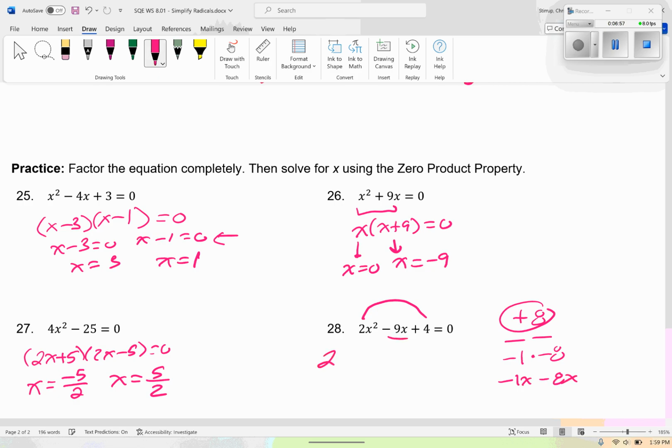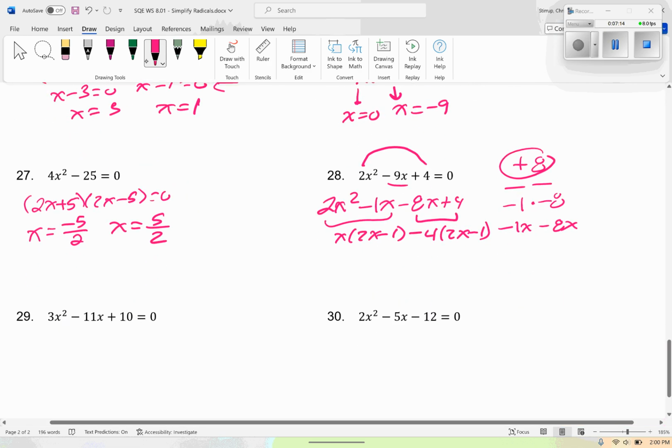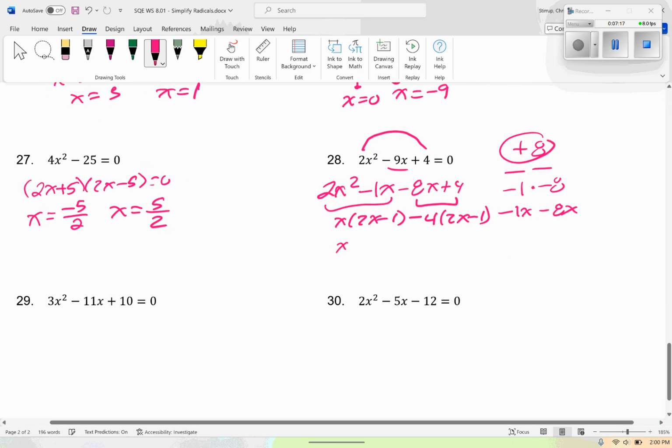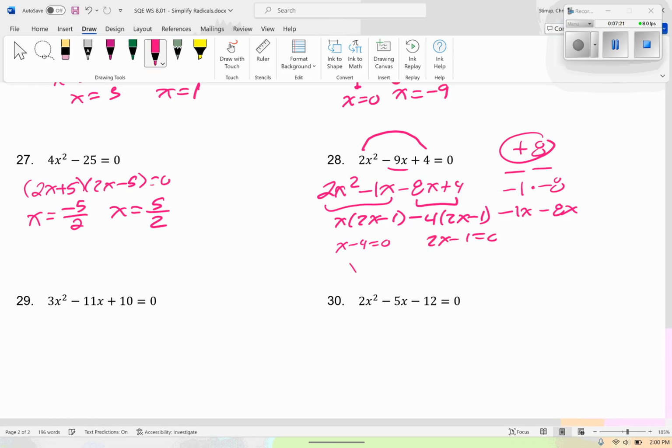Okay, so you're going to plug this in to there. So I get 2x squared -1x -8x plus 4. Factor an x out of those, so I get 2x -1. Negative sign comes down. Factor a 4 out. Change the sign. So I'm going to get x -4 equals 0 and 2x -1 equals 0. So x equals add 4 to both sides. And add 1, divide by 2. Here's my two answers.